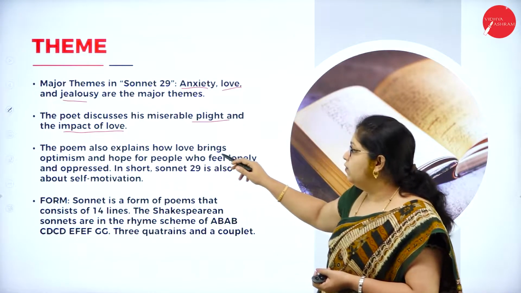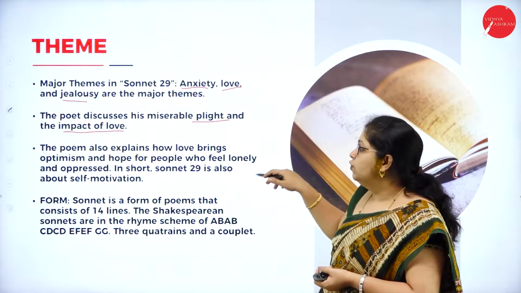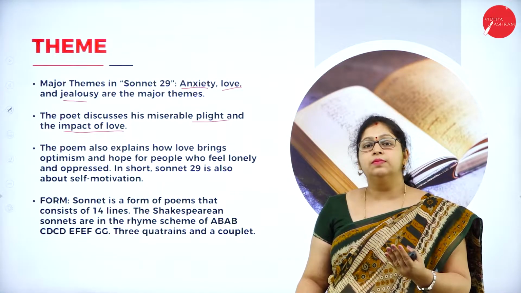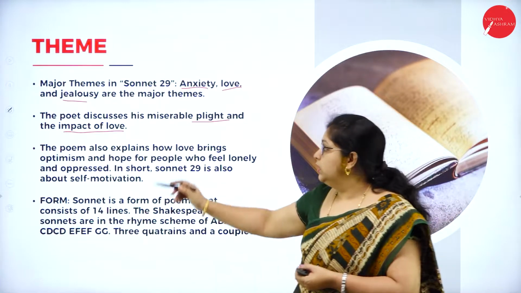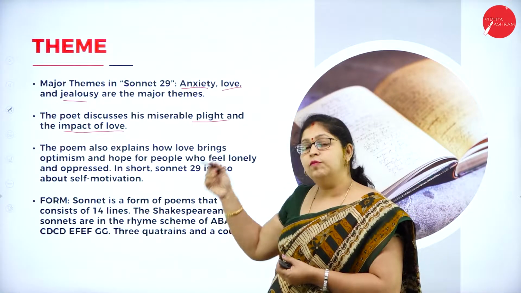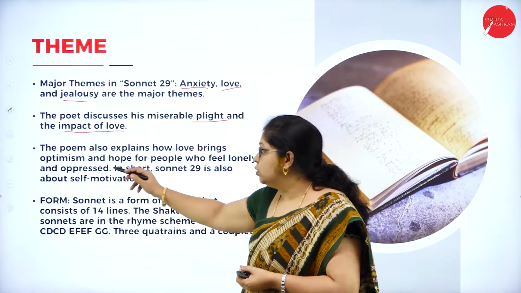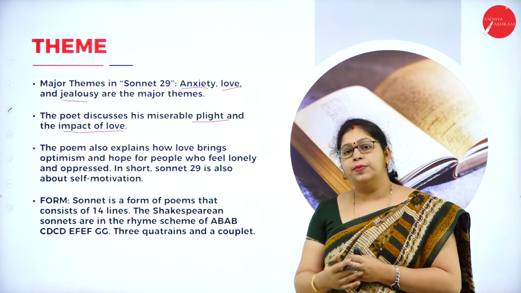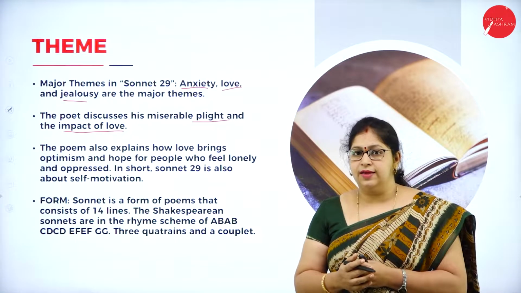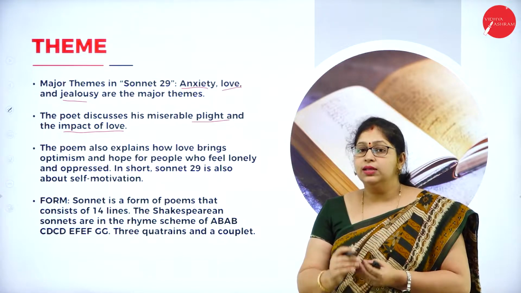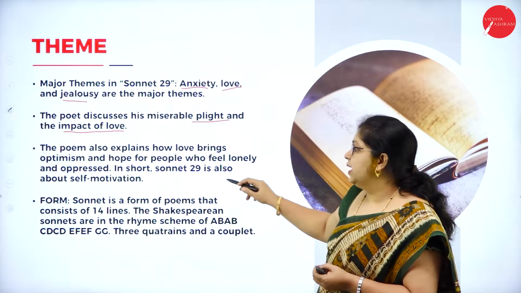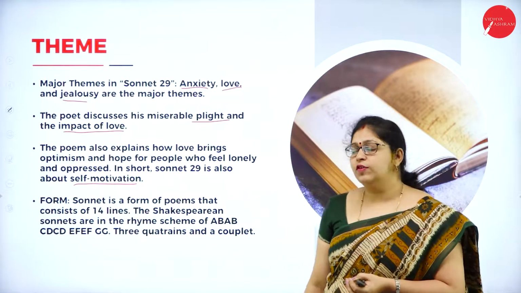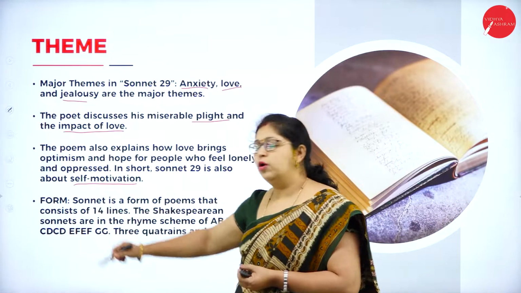The poem also explains how love brings optimism and hope for people who feel lonely and oppressed. What is optimism? Thinking positive is optimism, right? So in this poem, he explains how love brings optimism into somebody's life and also hope for people who feel lonely and oppressed. Those who are feeling lonely and those who are oppressed, what happens to them when love comes into their life? They start feeling positive, or they become optimistic. In short, Sonnet 29 is also about self-motivation. What is this Sonnet 29 all about? It is about self-motivation.